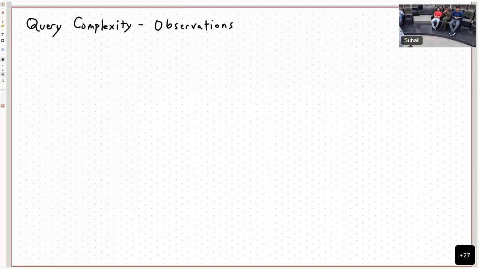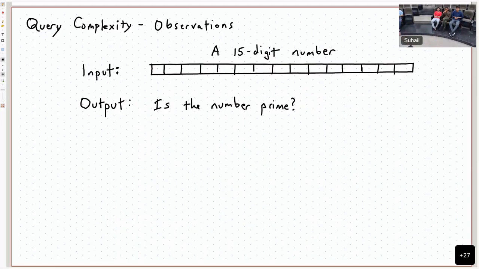So let's start with a few observations. Let's start with this one. You're given as input a 15-digit number. So there are 15 digits. You can ask for which digit you want. And you have to output 1 if the number is prime, and 0 if the number is not prime. Does anyone know how many queries you need to make before you can get the output?